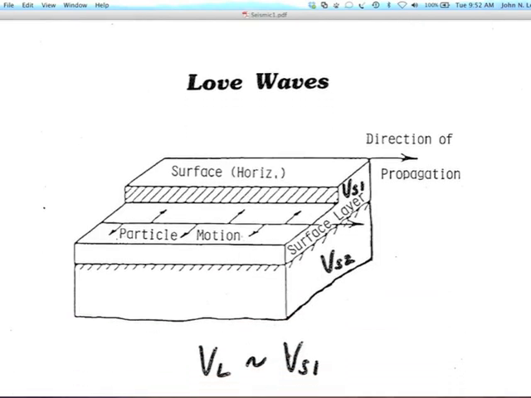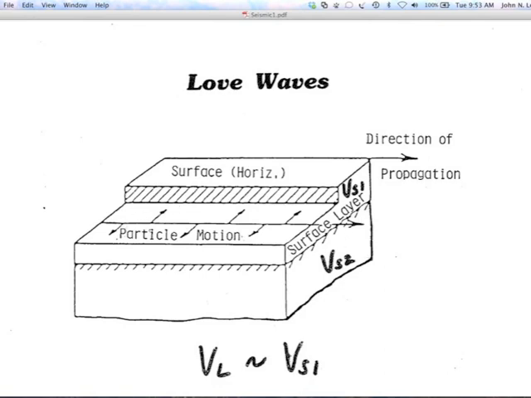Now this second kind of wave, named after the mathematician A.E.H. Love, only occurs when you have a slow surface layer. So you've got VS1, which is smaller than VS2. This happens all the time, because we have low velocity alluvium over high velocity bedrock, and that's true of shear velocities as well.